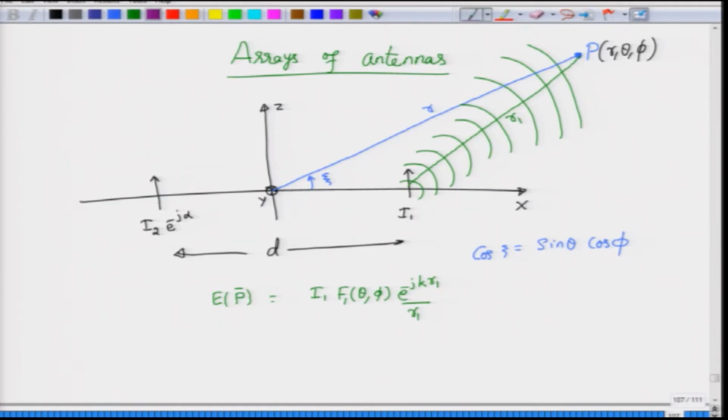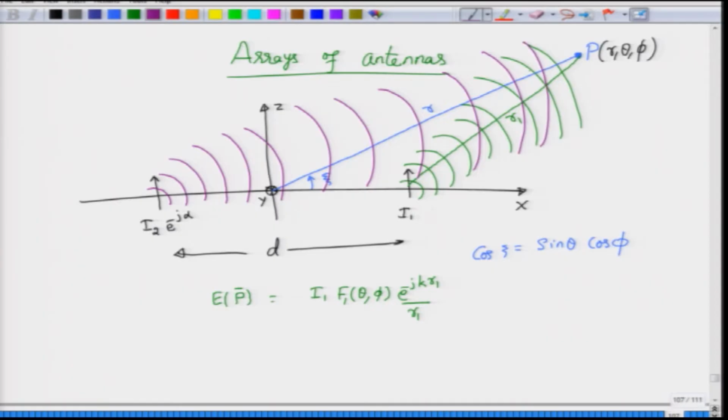Now, let us imagine that the second antenna, which is also being fed, will also contribute to the field. Sorry, my orientation was not correct, but let us say this spherical wave would also travel and reach the point P, and the distance here is R2, the current here is I2 e power minus j alpha. Therefore, the total electric field that I will get is e power minus j alpha I2 F2 of theta comma phi, e power minus j k R2 divided by R2.